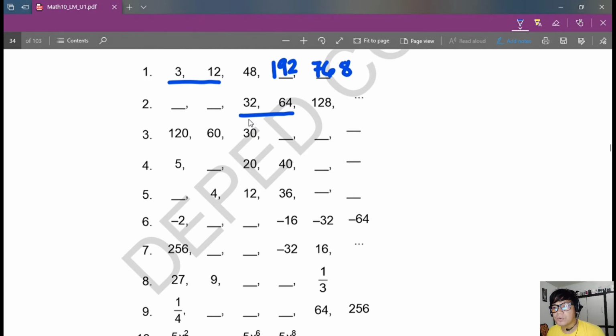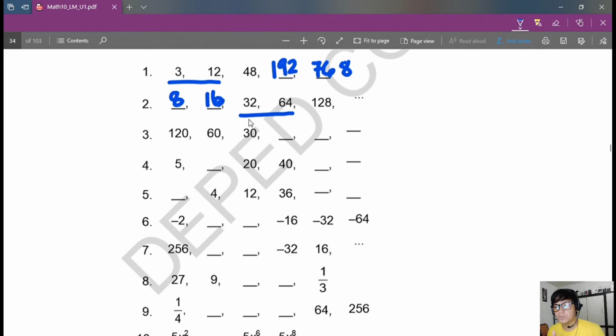Paano kung yung hinahanap natin na terms, ang missing terms is papuntang left? So, since left, i-reverse natin. Ano ba ang reverse ng multiplication? The reverse of multiplication is division. So, we're going to divide. So, 32 divided by 2 is 16. And 16 divided by 2 is 8.